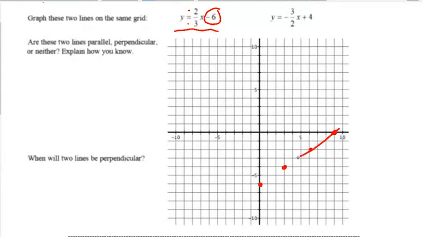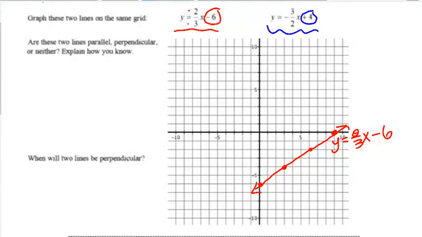How many points am I graphing? As many as you think you need. In this case, I go until I pretty much run out of the graph. Make sure you label it though. y equals 2/3 x minus 6. Okay, I'm going to do this guy in blue.